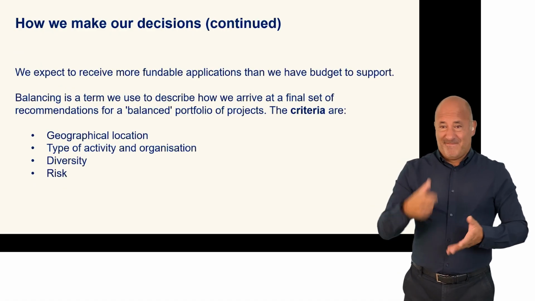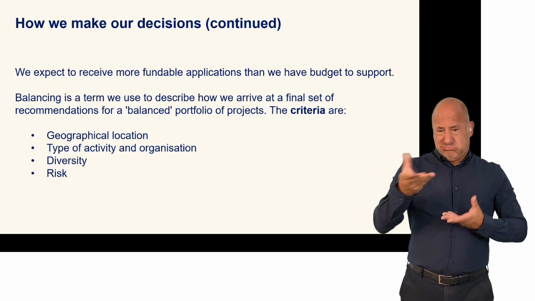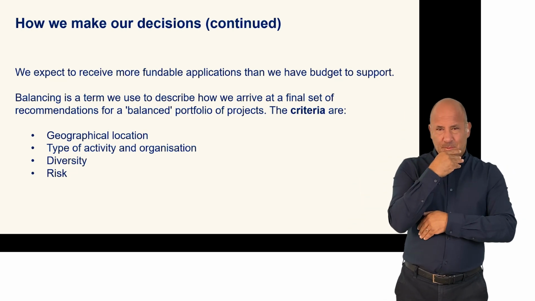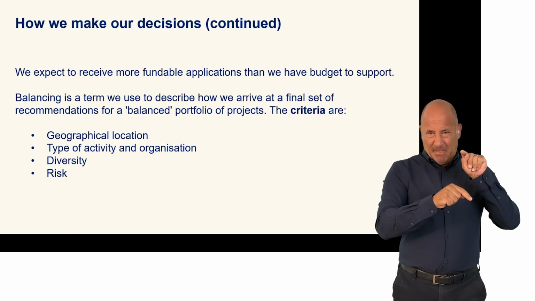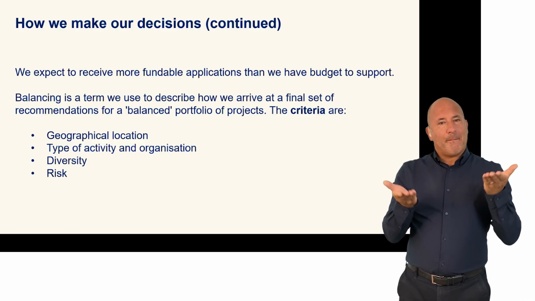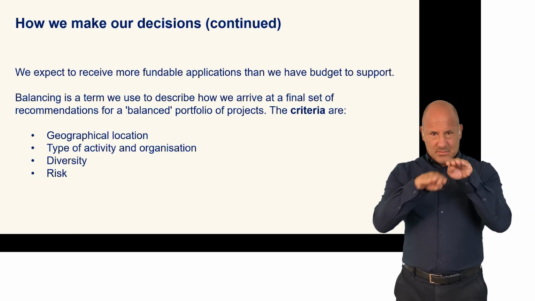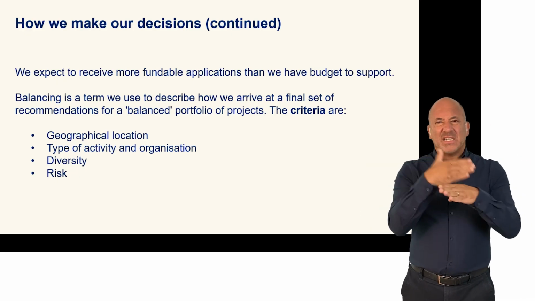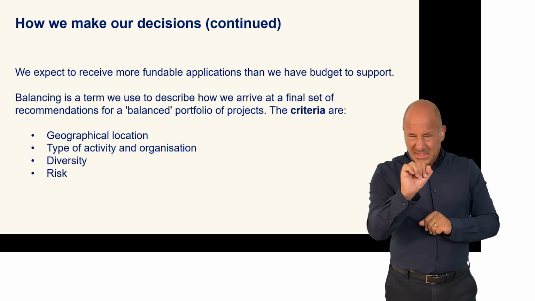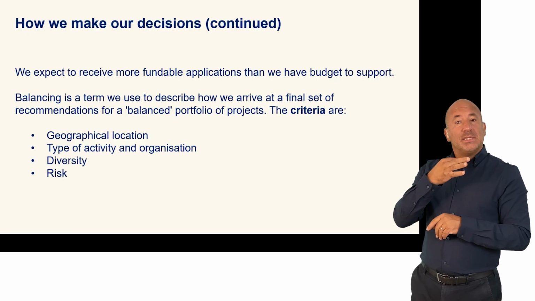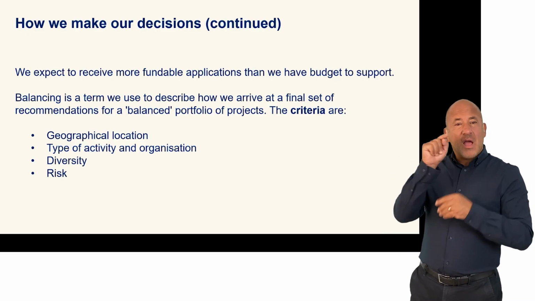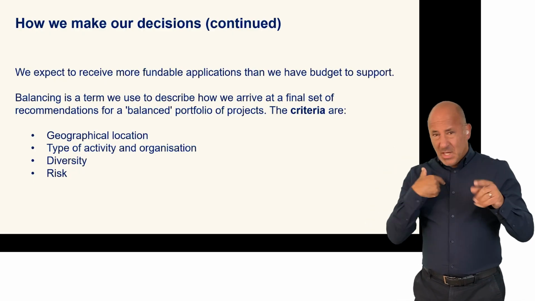We expect to receive more fundable applications than we have budget to support. So balancing is a term we use to describe how we arrive at the final set of recommendations for a balanced portfolio of projects. In this case, the balancing criteria are geographical location, type of activity and organisation, diversity, and risk. Balancing against these three criteria helps us to achieve a range of project types when we're awarding funding.